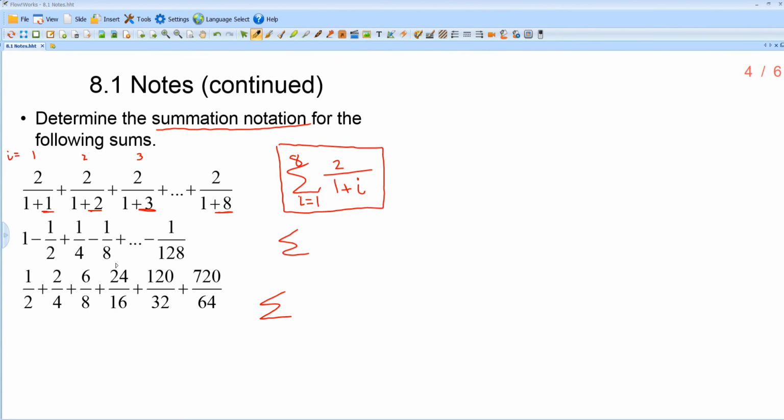For our next one, again, I have a little bit of a fraction here. I usually would try and think of that. Okay, so this is 1 over 1. So here's my i equals 1 term, 2 term, 3 term, 4 term, and I don't exactly know what term that is yet.